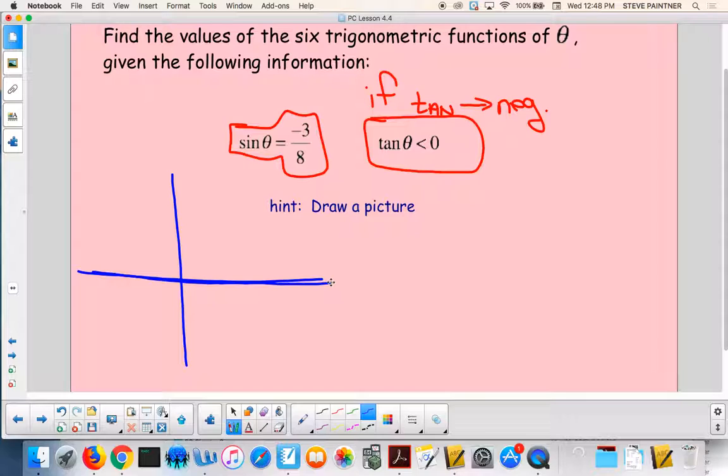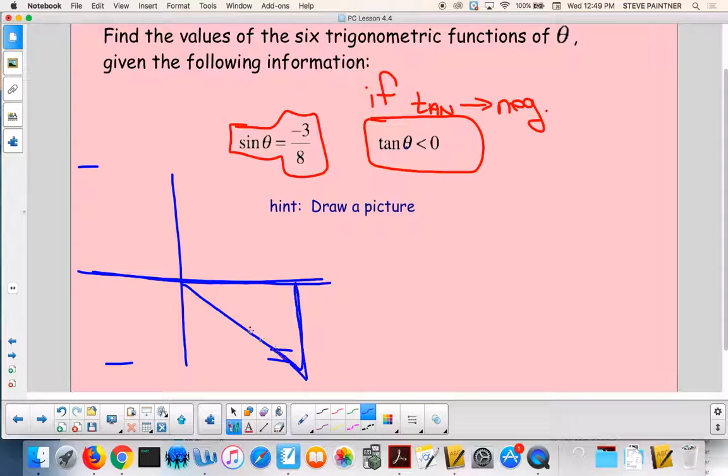Guys, are you looking? This says sine of theta is a negative ratio. Well, where is sine negative? Sine is negative in 3 and 4. That's where sine is negative. But wait a minute. Then it also says tangent must be negative. Where is tangent negative? 2 and 4. So this is where you doubled up. It's this quadrant. So go ahead, make your triangle down here.